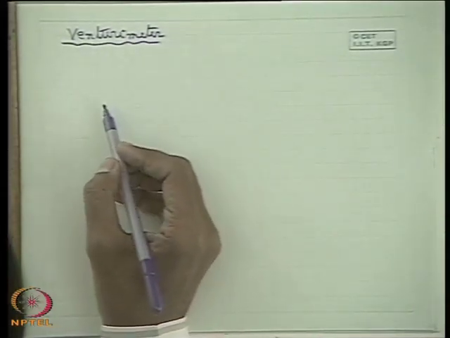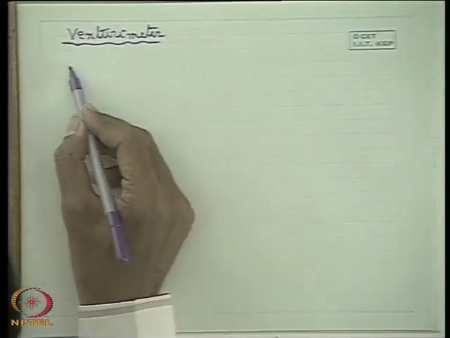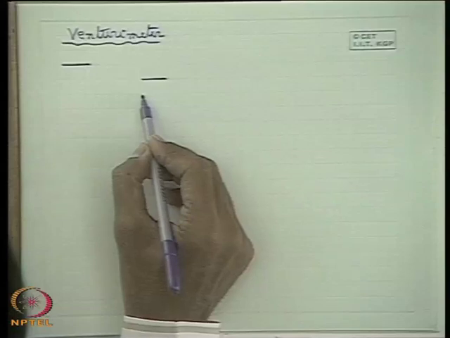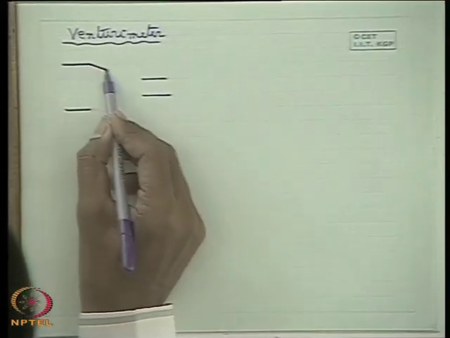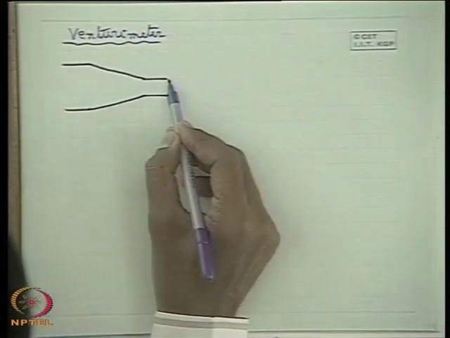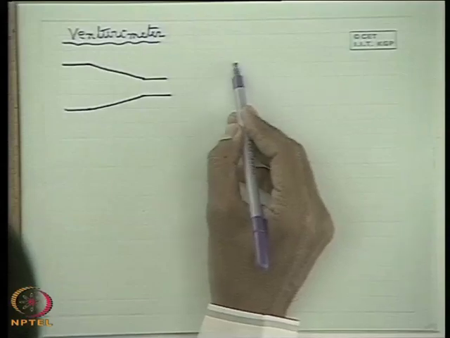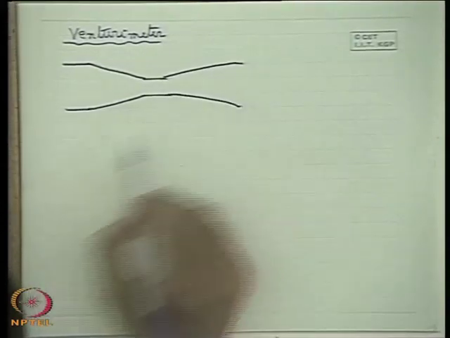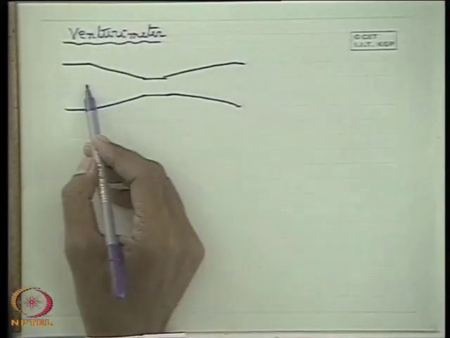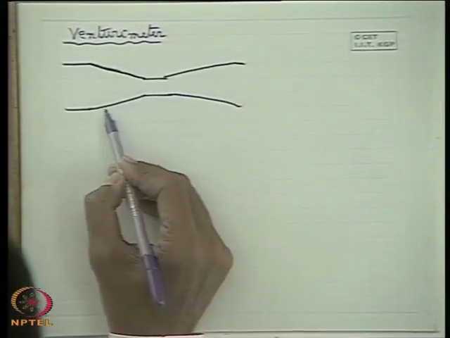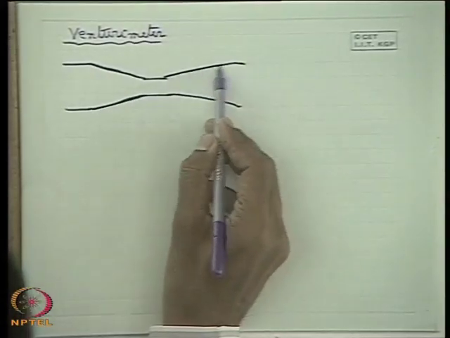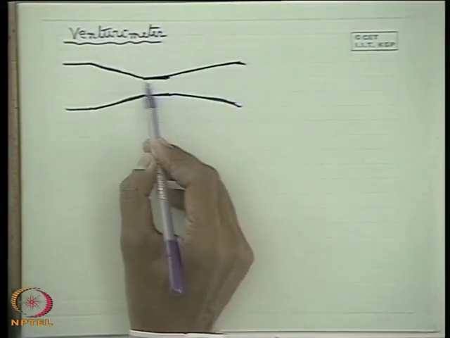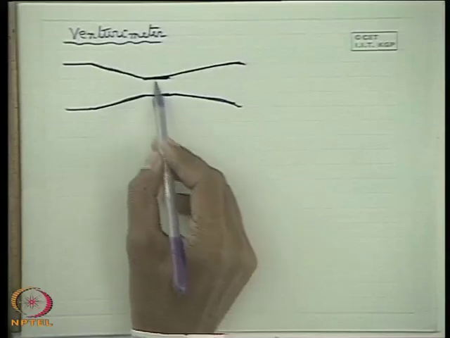So a venturi meter looks like this. If you draw a venturi meter, it will look like this. That means a venturi meter consists of a convergent and a divergent, that means two conical parts. Rather, it is better to say two conical parts connected with a straight portion.